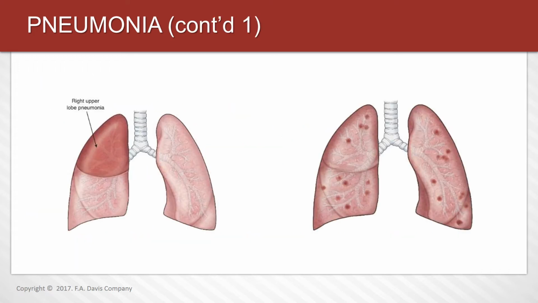So the figure that you're looking at is showing localized or diffuse pneumonia. A is the right lower lobe pneumonia, and B is what you see as diffuse pneumonia. Next slide.